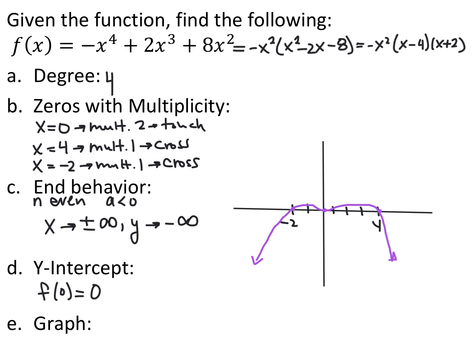Our degree is even, and our a value is negative this time, so as x goes to either positive or negative infinity, y will be going down towards negative infinity. Ends the same, and ends down.